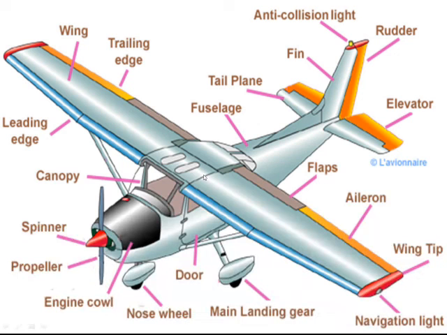The elevator in the form of two flaps is provided at the extreme rear end of the fuselage to control the pitching or up and down movement of the aircraft. The elevator is capable of moving up and down through an angle of 50 to 60 degrees. The flaps of the elevator are hinged to a fixed horizontal surface known as a stabilizer or tailplane. So these are some of the controls.